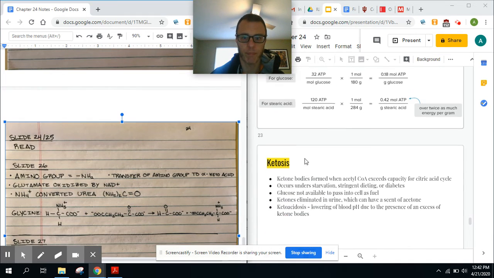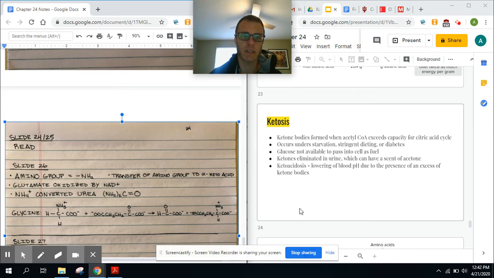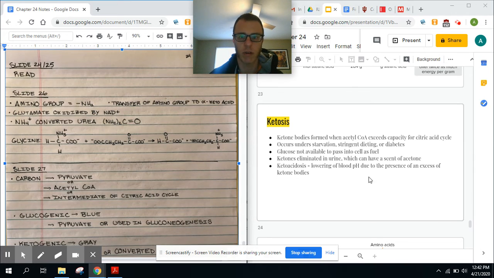Moving on. So ketosis, this is a big deal right now. Everybody's talking about the keto diet. Ketone bodies are formed when acetyl-CoA exceeds capacity for the citric acid cycle. It occurs under conditions like starvation, stringent dieting, or diabetes, when glucose is not available to pass into the cell as fuel. Ketones are then eliminated in urine, and so that's how you test if you're in ketosis or not.